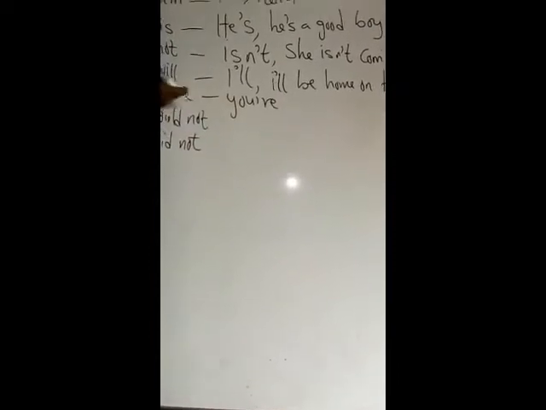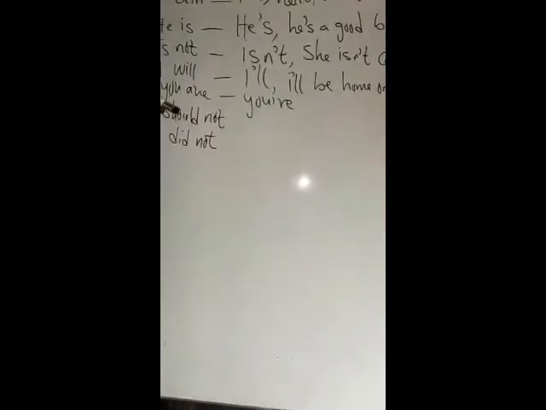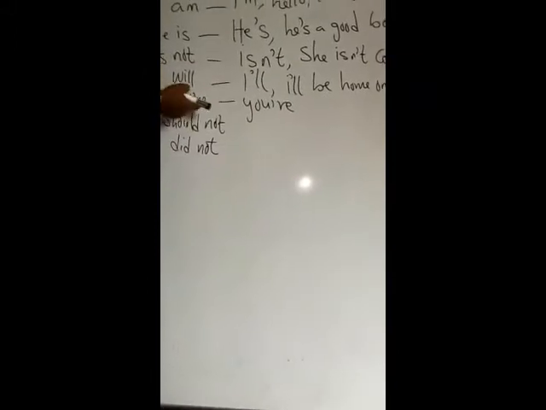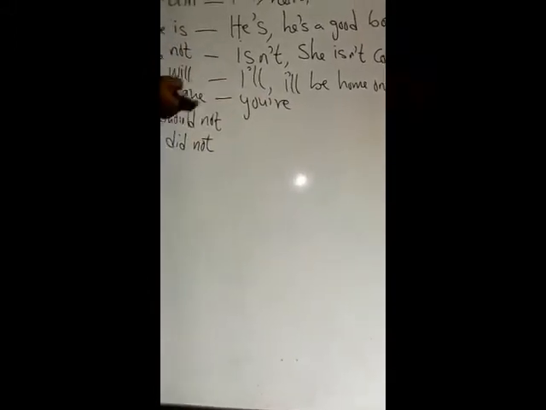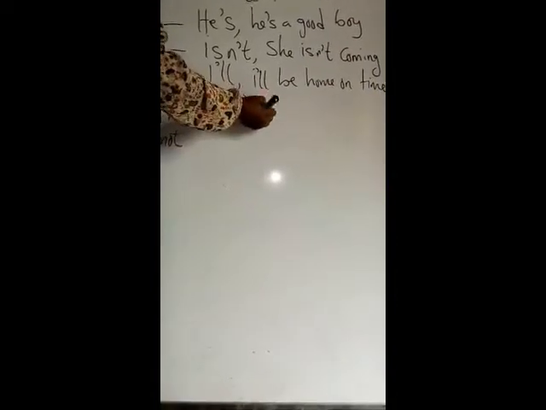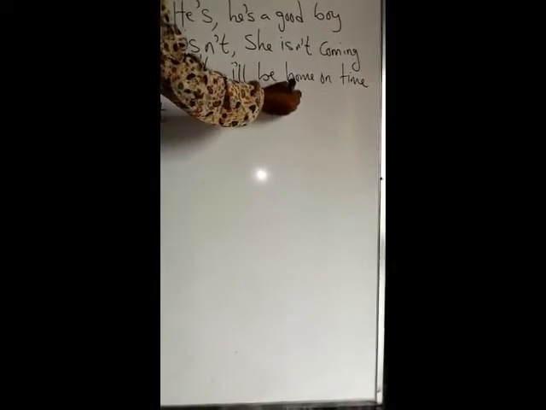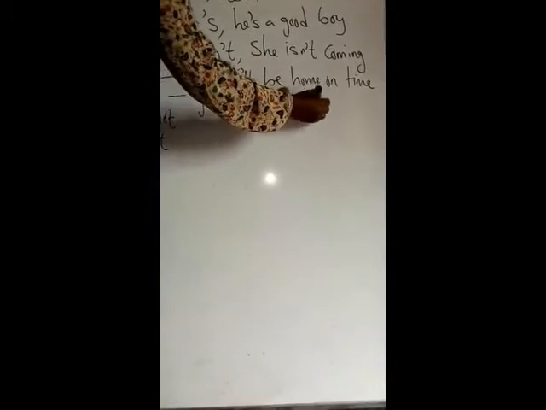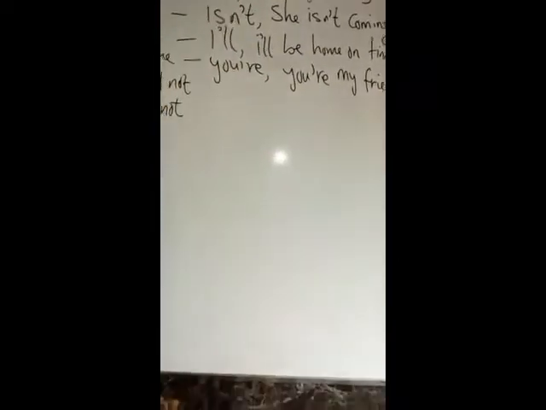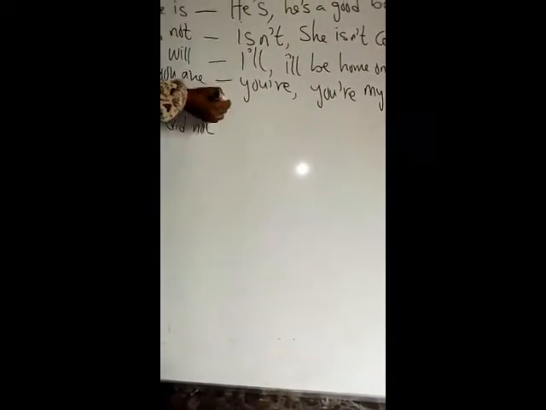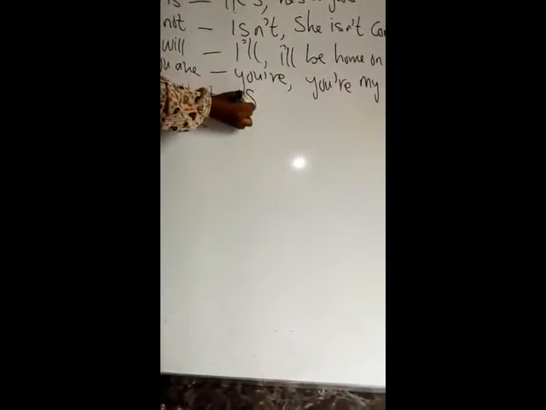You are will be shortened to you're. I remove a and put an apostrophe. You are. You're. From you are, contracted, we get you're. You can say you're mine. You're my friend. You're my best friend.